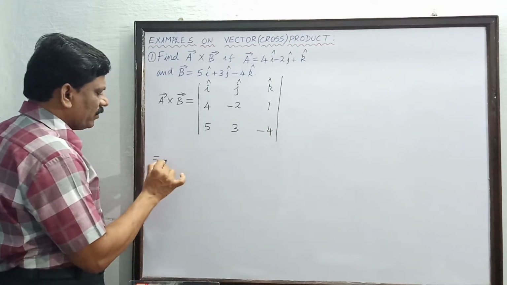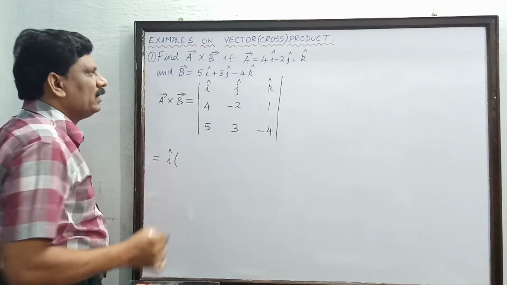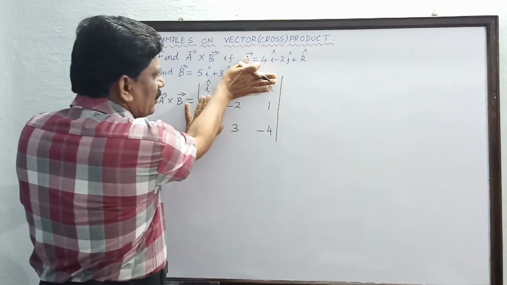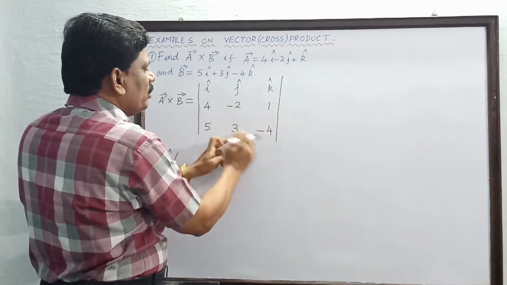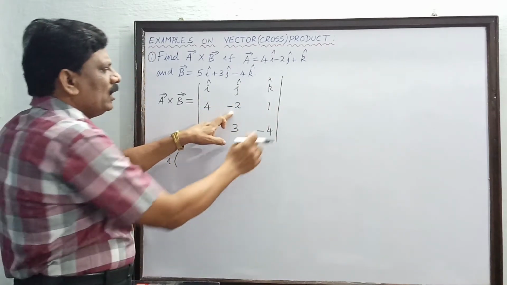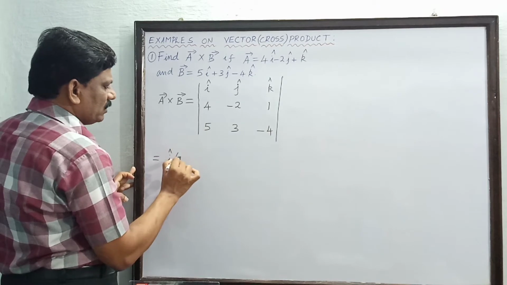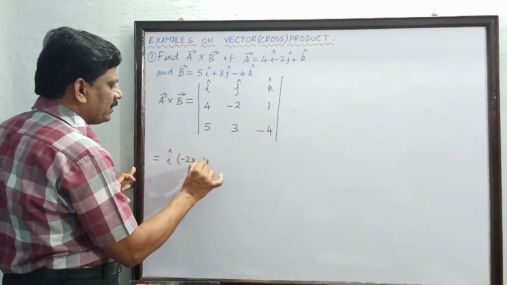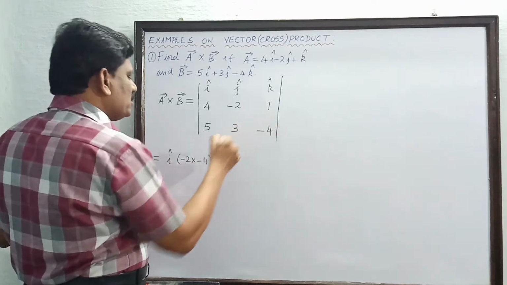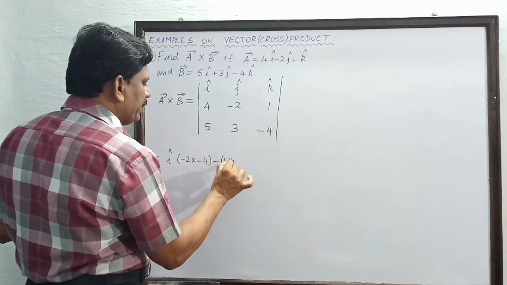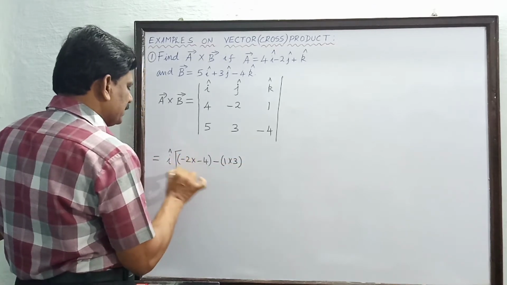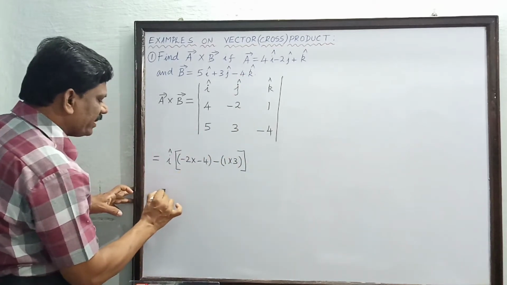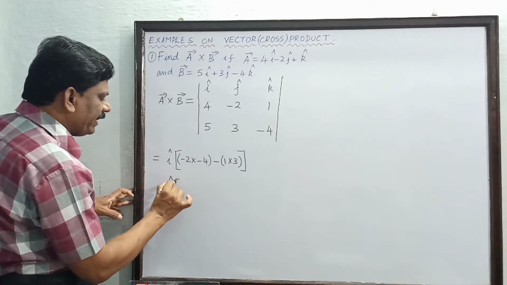So this is now equal to i cap. I cover this row and this column, so only these four elements are visible to me. So minus 2 into minus 4, minus 1 into 3. This is the first factor. The second one is minus j cap, so I am going to take minus j cap.